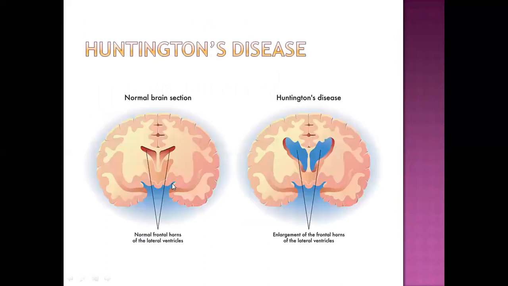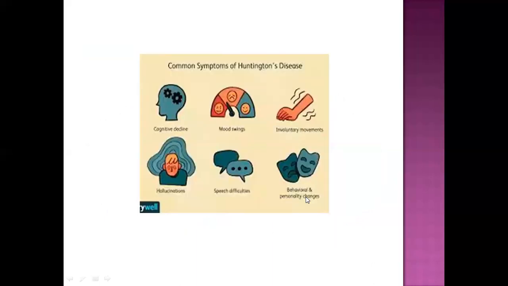In Huntington's disease, there is enlargement of the frontal part of the lateral ventricles of the brain. There is a comparison between a normal brain and Huntington's disease. Common symptoms of Huntington's disease are mood swings, cognitive decline, involuntary movements, flappy movements, hallucination, speech difficulty, and personality changes.